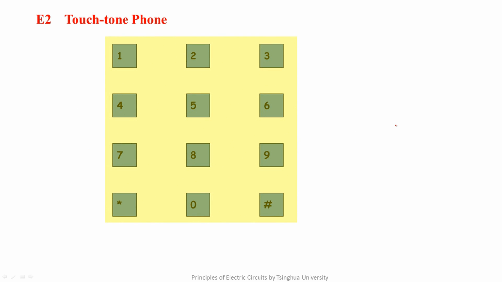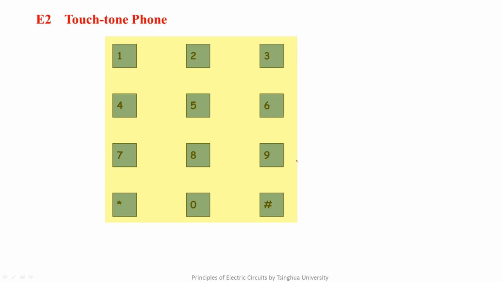The second example is a touch-tone phone, also known as a double audio phone. We want to know that when we press any key on the phone, how can the interchanger know we press that key? It involves the use of many filters.